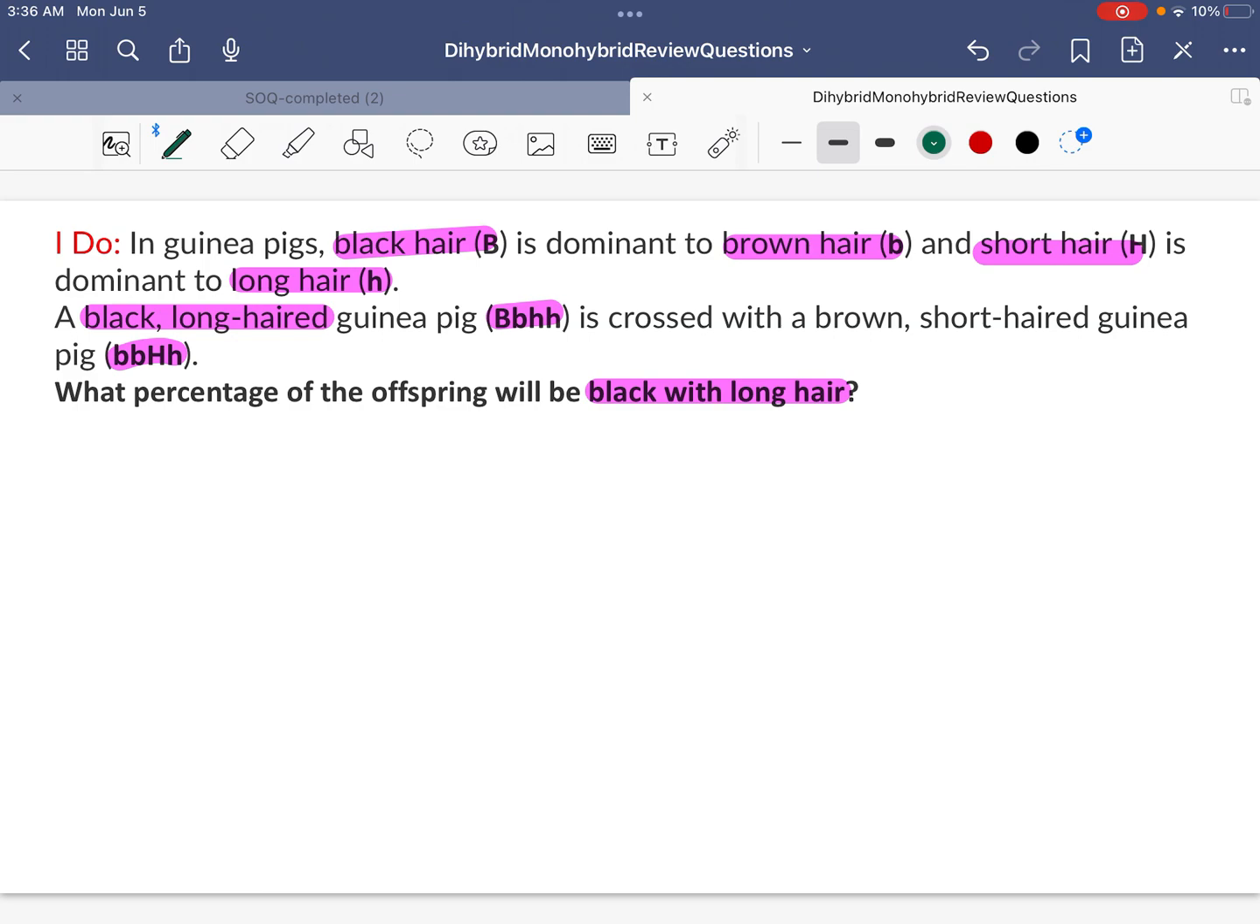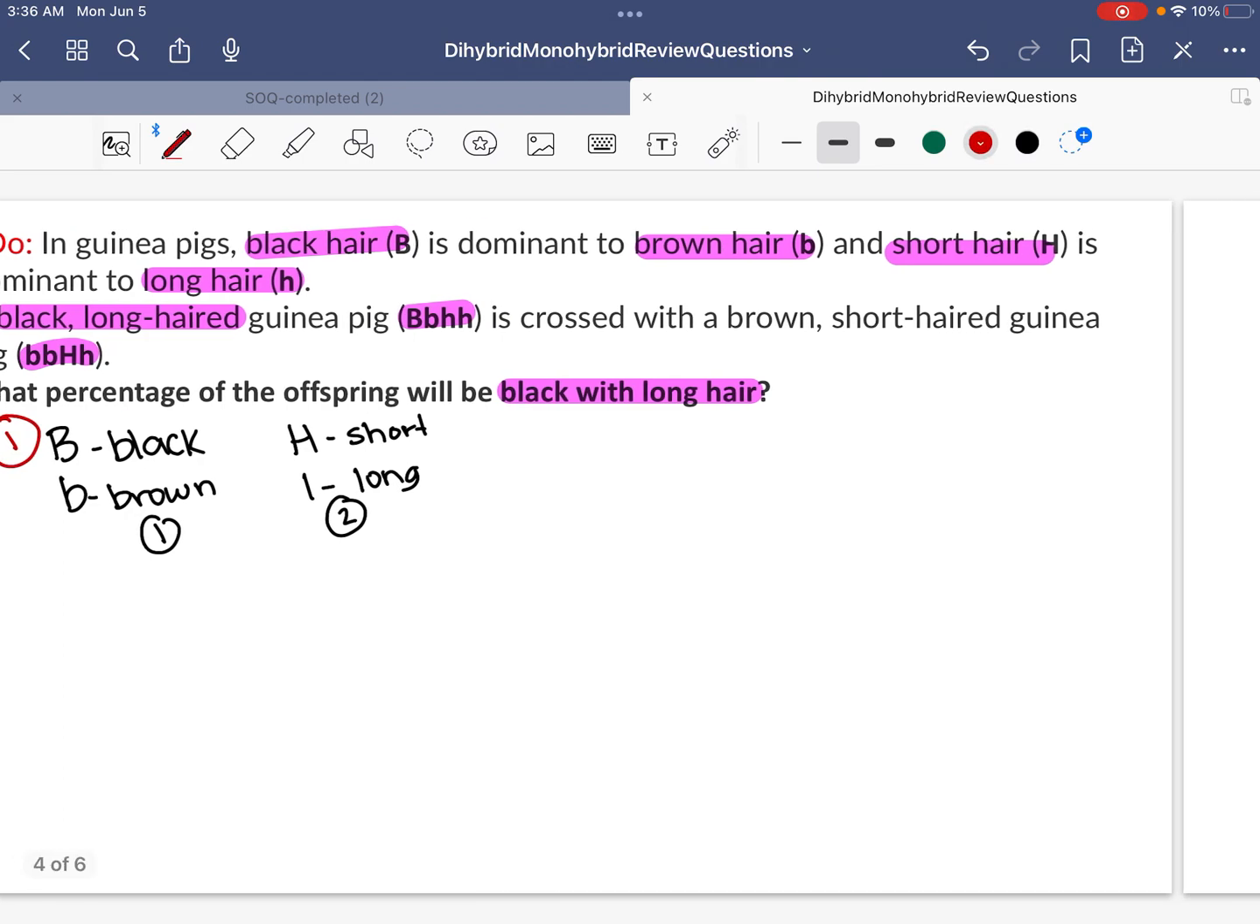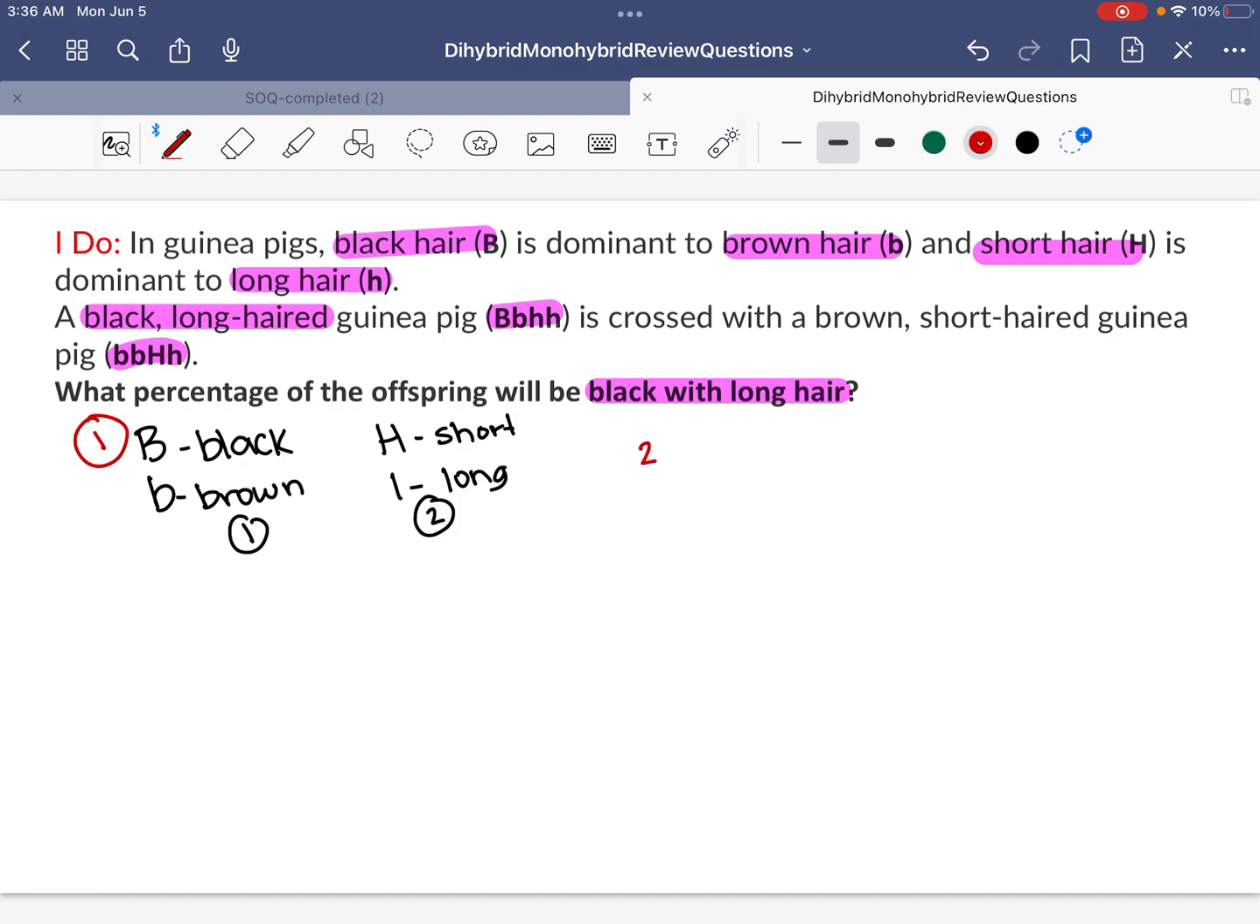So again, we need to write down our traits so we do not get confused. We know that capital B is black hair. We know that lowercase b is brown. Short hair is capital H. And then long hair is lowercase h. So again, this is trait 1 and this is trait 2. So we already did our first step. Our second step is identifying our parents, right?